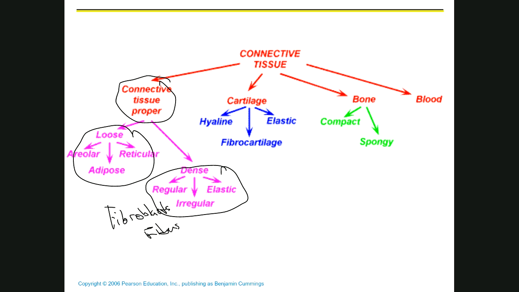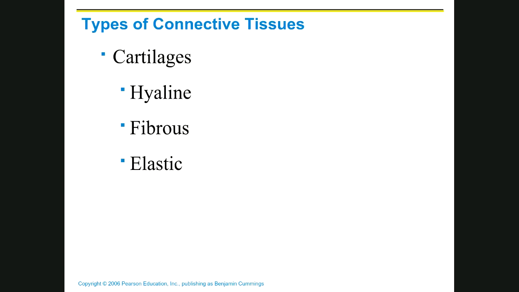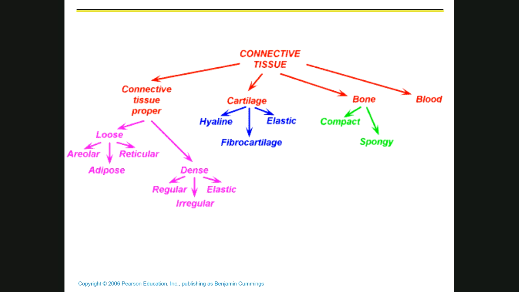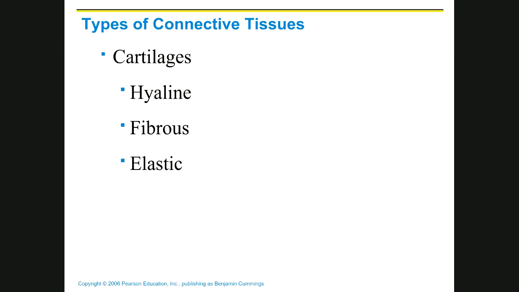Okay, let's move on. Let's look at cartilages. So if we come over here, remember we're going to start with mesenchyme, but what it's going to do now is change into chondroblasts. Chondro means cartilage, and so these are going to build cartilage. And there are 3 types of cartilages. So we have hyaline cartilage, we have fibrous cartilage, and we have elastic cartilage. So let's look at these.